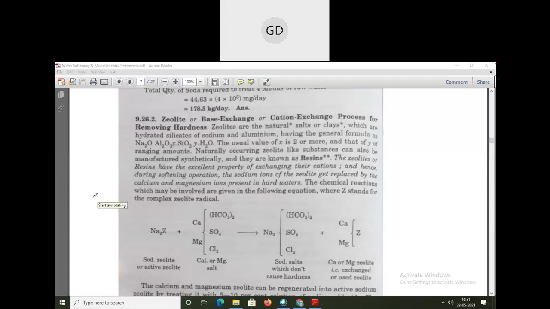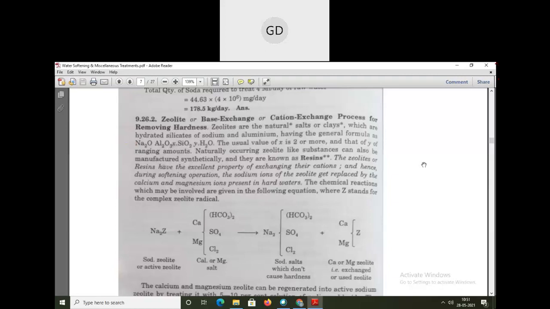This is the general formula for zeolite: Na2O.Al2O3.xSiO2.yH2O. And here, what are x and y? These are some values. The value of x is two, it can be two or more, and y is also the same, two or more.